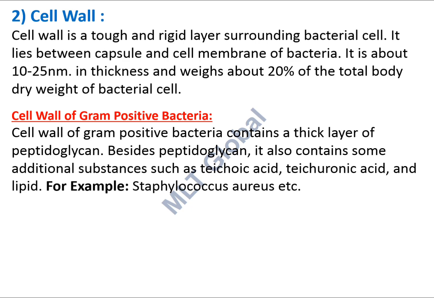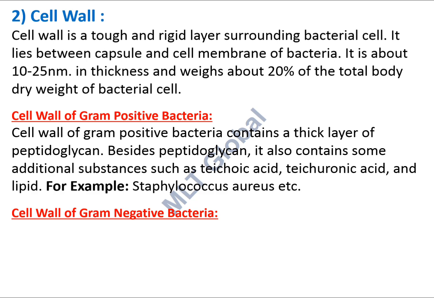Cell wall of gram-positive bacteria contains a thick layer of peptidoglycan. Besides peptidoglycan, it also contains some additional substances such as teichoic acid, teichuronic acid, and lipid. For example, Staphylococcus aureus, etc.